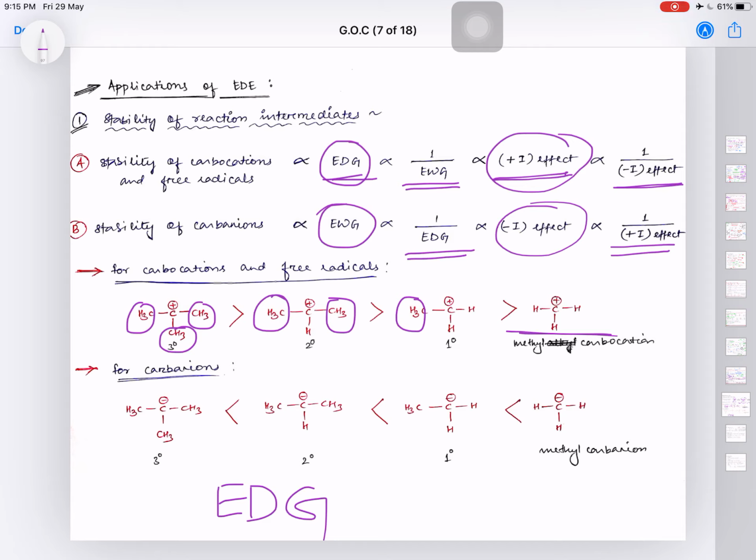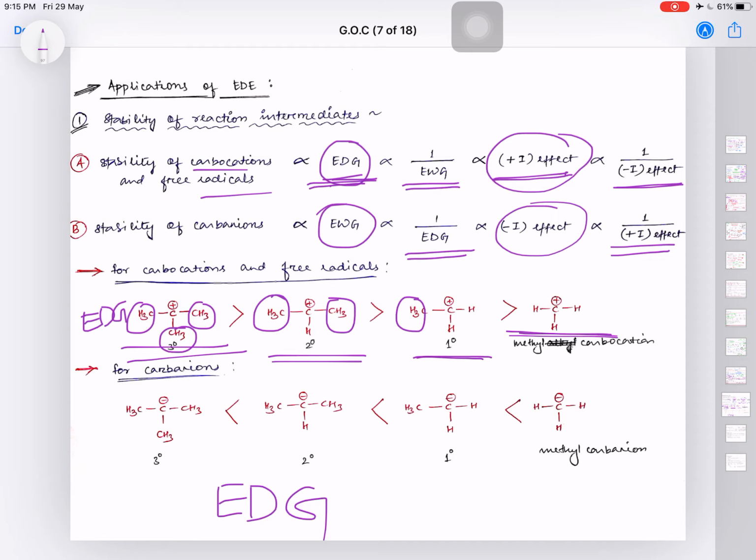Now I told you that carbocations are electron deficient species. So if you have an electron donating group, then it will stabilize a carbocation. Just see the first formula: electron donating groups stabilize carbocations and free radicals. So the order of stability will be: this one has 3 electron donating groups, so it is the most stable, then 2, then 1, and then no electron donating groups.